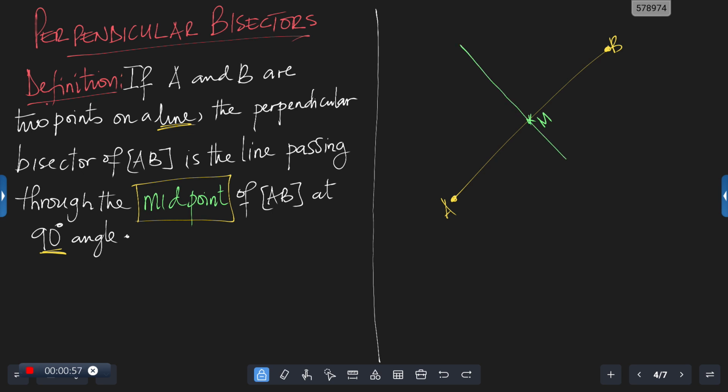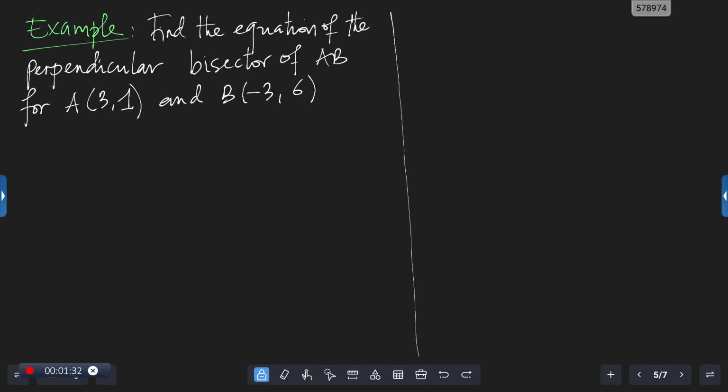A line passing through this midpoint at an angle of 90 degrees is called a perpendicular bisector. That is to say, it bisects AB or divides AB by 2, and then meets AB at an angle of 90 degrees passing through the midpoint. Now let's look at an example.